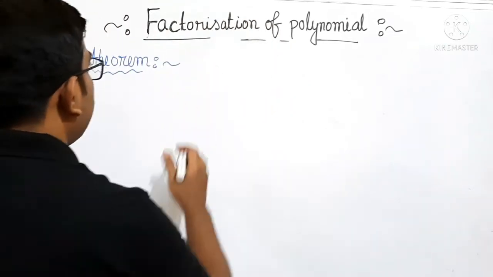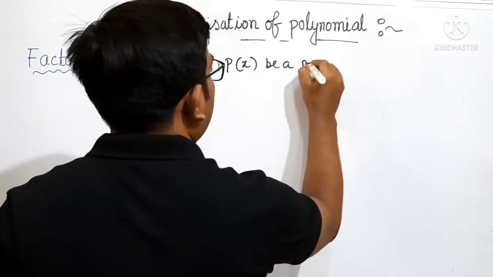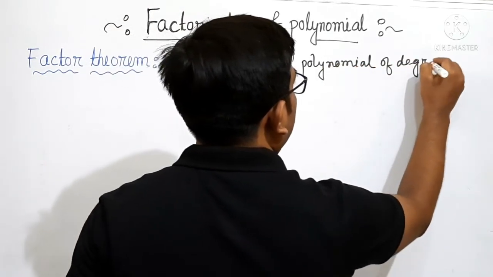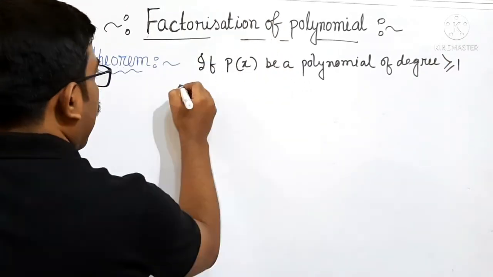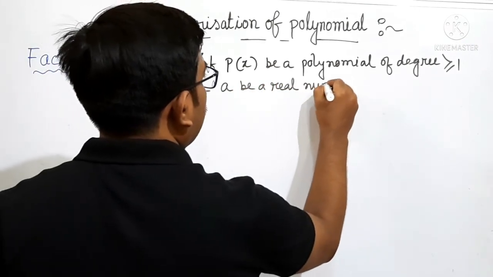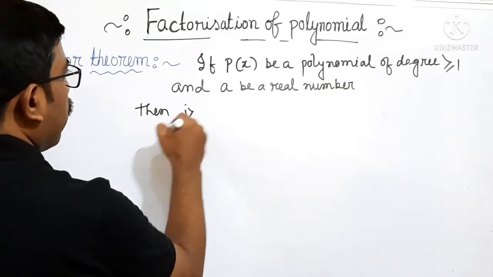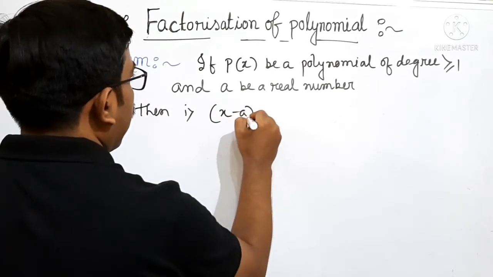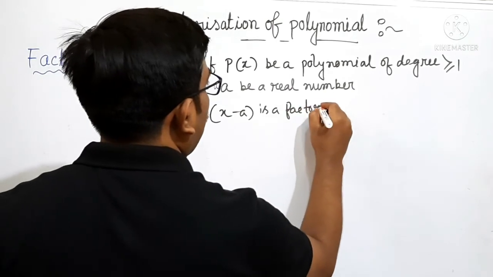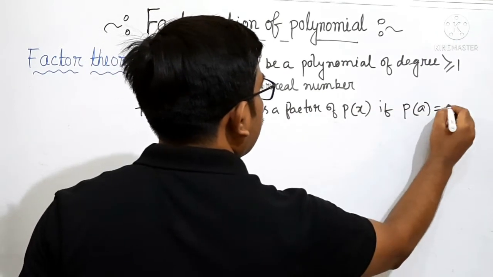Okay, if P(x) be a polynomial of degree greater or equal to 1 and a be a real number, okay, then number 1, x minus a is a factor of P(x) if P(a) is equal to 0.